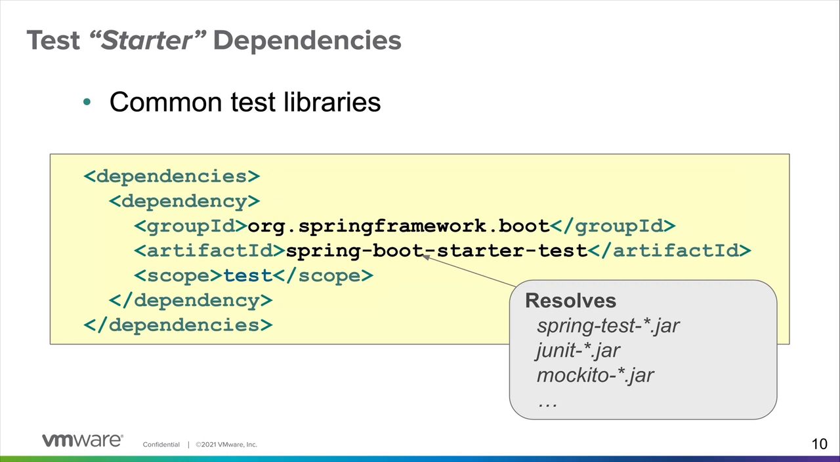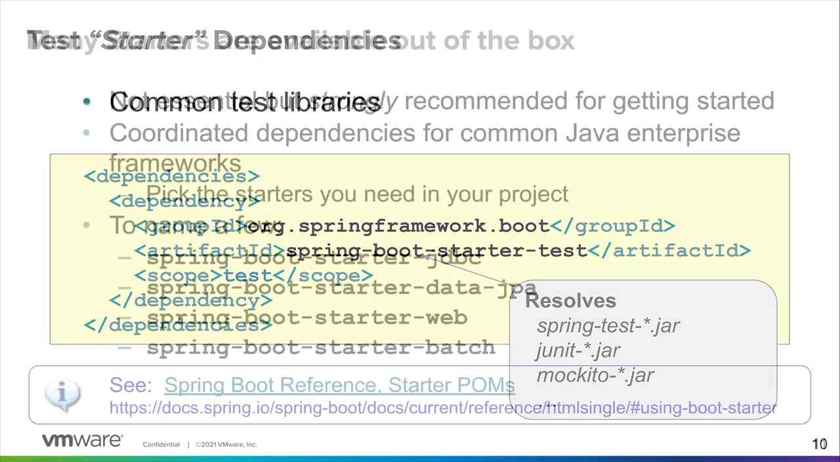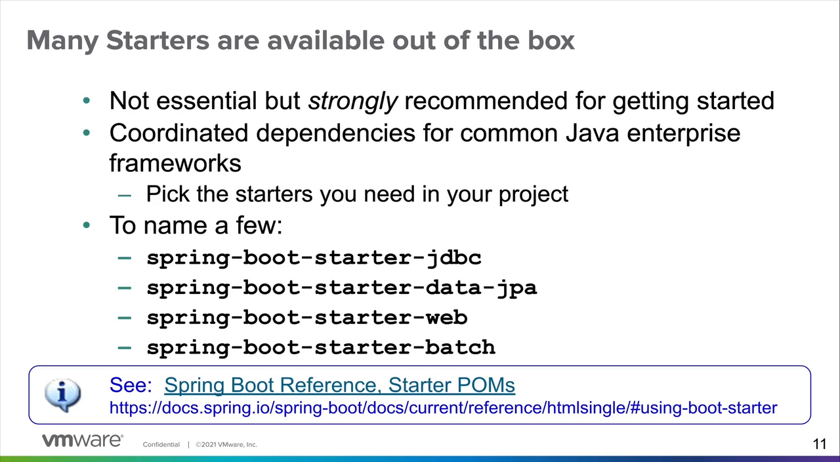For instance, for testing. If you want to test your application, you will probably need different libraries like JUnit and Mockito and AssertJ and the Spring test context framework. So just by defining the Spring Boot starter test, you're going to pull in all these dependencies into the classpath. Really handy.